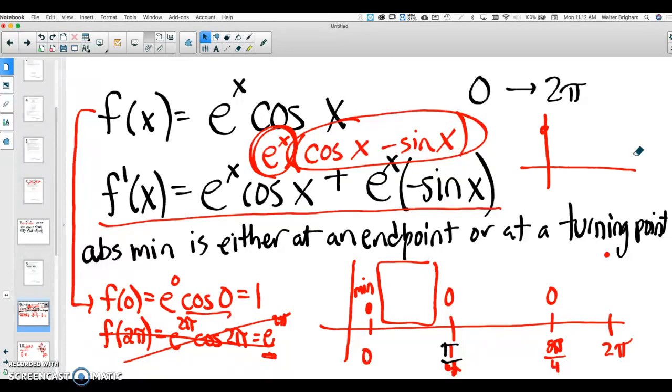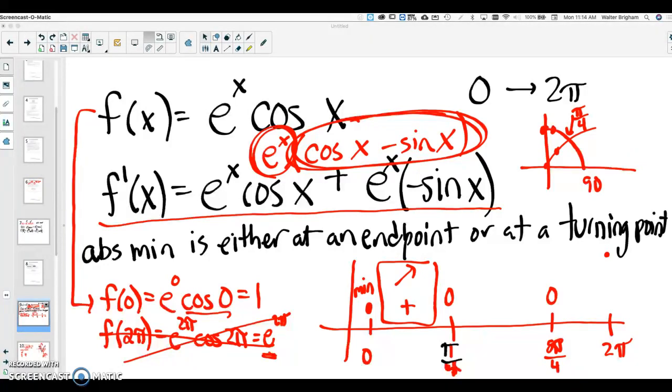In the first quadrant is cosine. In the second quadrant, first quadrant, sorry, is sine. They have the same value at pi over 4. Okay. So before that, cosine is worth more than sine. Cosine is worth more than sine. So that means that this quantity is going to be positive. So in here it's positive and increasing.